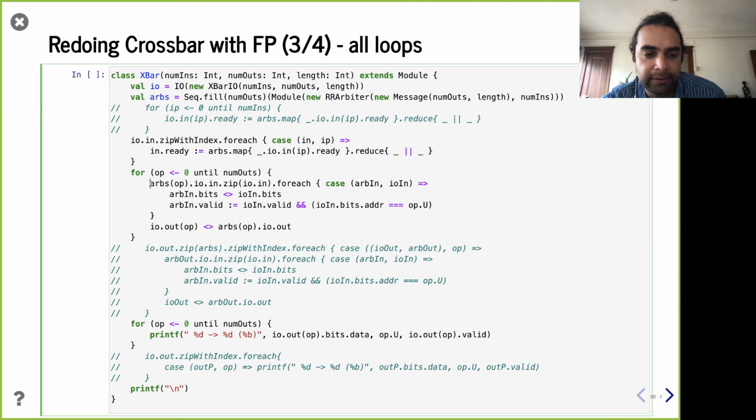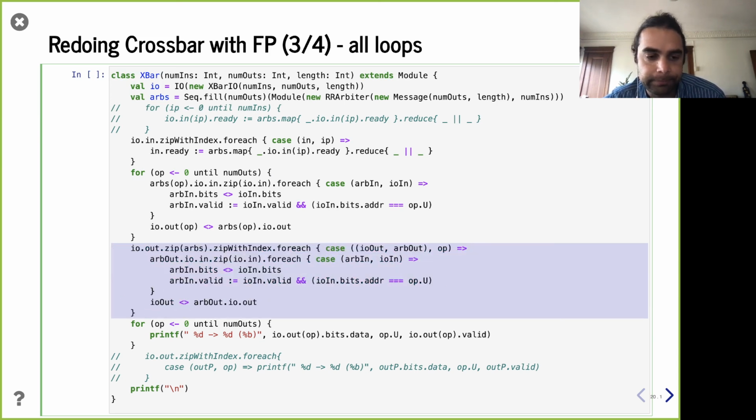In this case, indexing into the arbiters. In this other case, indexing into the outputs. These are different collections being addressed by the same index. We're going to kind of need to materialize that index. So we're once again forced into, unfortunately, having to do another zip with index.